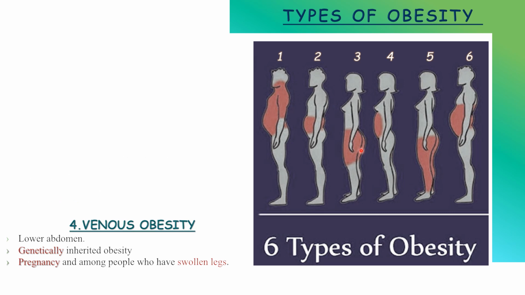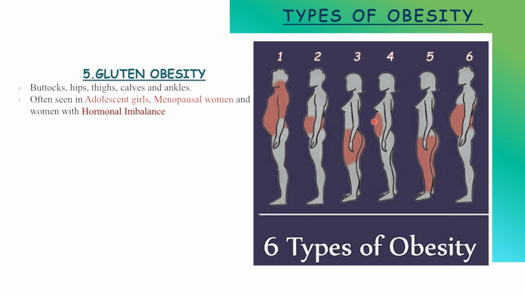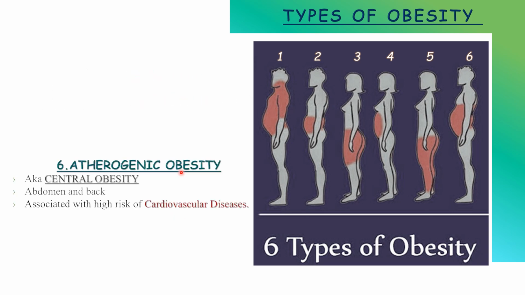Then fourth is your venous obesity. This type of obesity is genetically inherited and there is accumulation of fat in the lower abdomen. Then fifth is your gluten obesity. This is most commonly associated with hormonal imbalance. So when will you have hormonal imbalance? Hormonal imbalance is most commonly observed in adolescent girls or menopausal women, and there is accumulation of fat in buttocks, hips, thighs, ankles, etc. Then the last one is arthrogenic obesity.